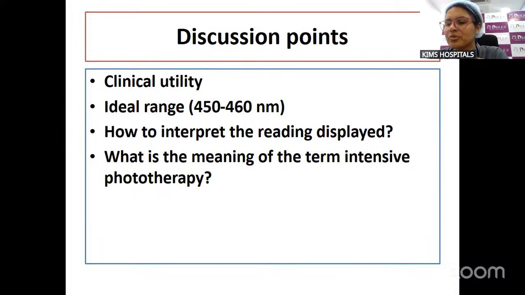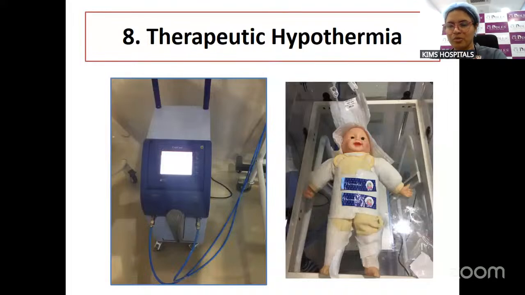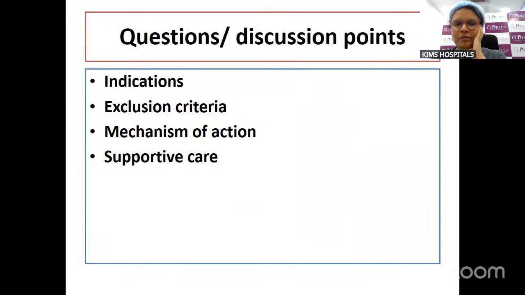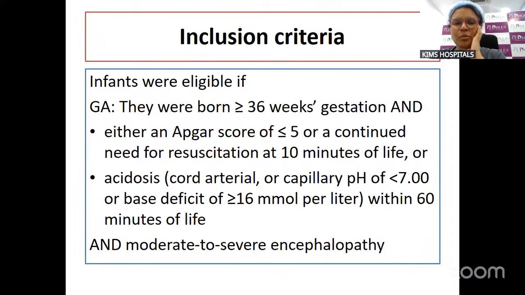Intensive phototherapy refers to provision of at least 30 lux or 30 microwatt per centimeter square per nanometer spectral irradiance, and by exposing the maximum surface area of the baby. Now, therapeutic hypothermia devices. The indications, as we all know, are babies who are born at greater than or equal to 36 weeks gestational age with birth weights more than 2,000 grams, with an APGAR score less than or equal to 5, or babies that require continued resuscitation even by 10 minutes of life, with the presence of cord blood acidosis defined as a pH less than 7 and base deficit more than 16 within 60 minutes of life.